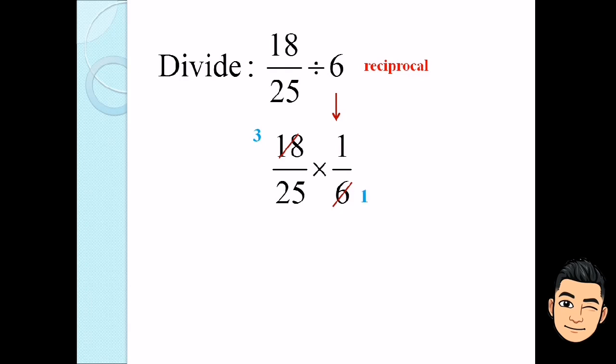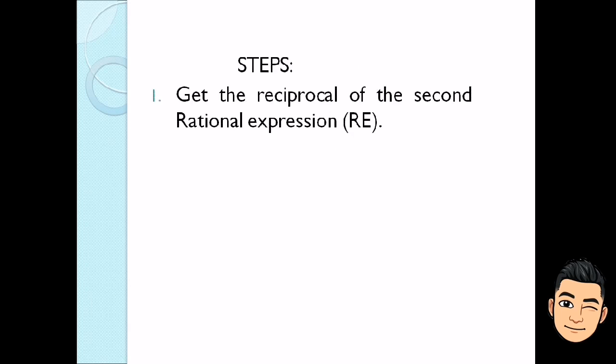1. Or we just get the greatest common factors. That's why we cancel it out. Okay? And then, wala na tayong masisimplify dito. We just multiply. The answer is 3/25. So, what are the steps we need to follow?